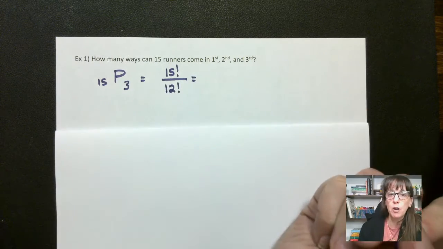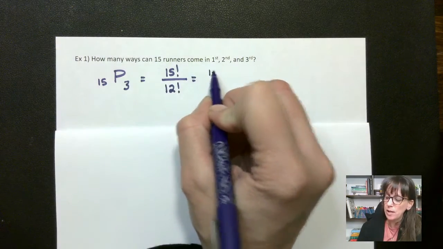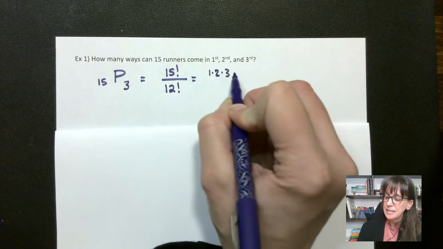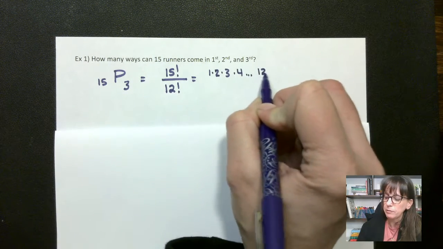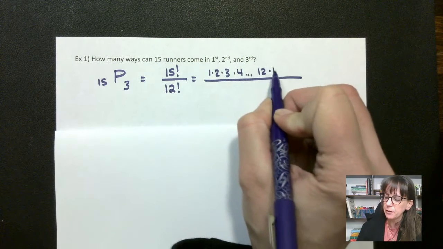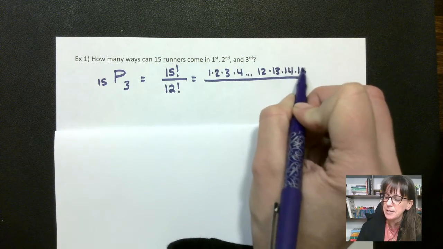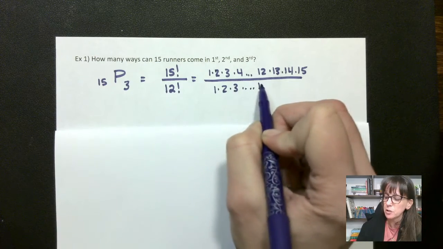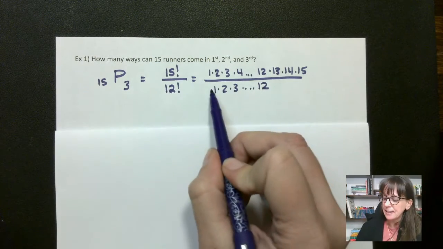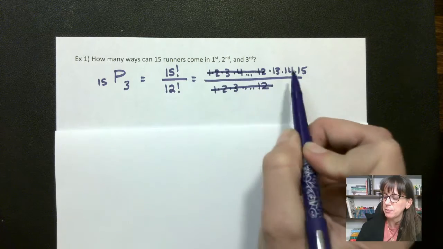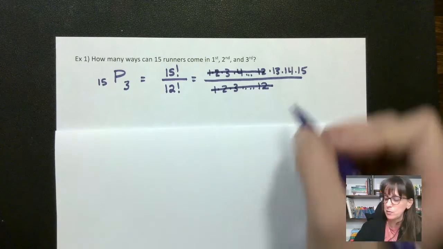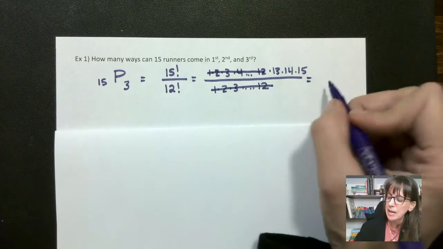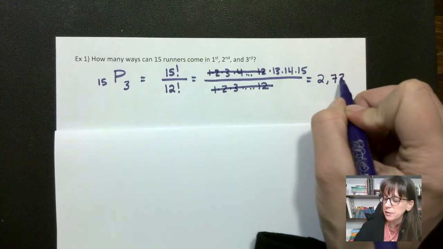Now, if I wanted to do this all the way out by hand, I would have upstairs 1 times 2 times 3 times 4, all the way till 12, right? And then I have 13, 14, and 15. Downstairs, I have 1 times 2 times 3, all the way up until 12. So you can see that this cancels out with this, and I'm left with 13 times 14 times 15. And if I plug that into a calculator, I end up with 2,730.